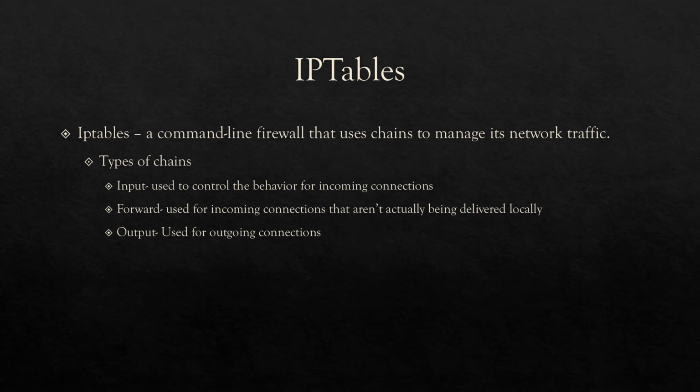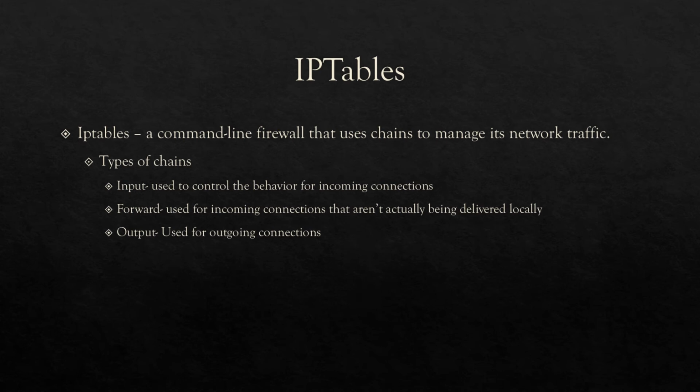Okay, so iptables is a command line firewall that uses policy chains to manage network traffic, and that's to allow or block traffic. iptables comes pre-installed in most Linux systems, and it uses three different chains to manage network traffic. These chains are input chains, forwarding chains, and output chains.